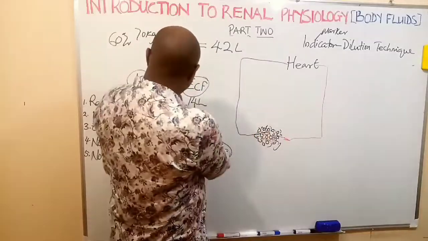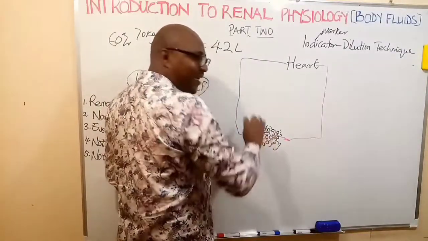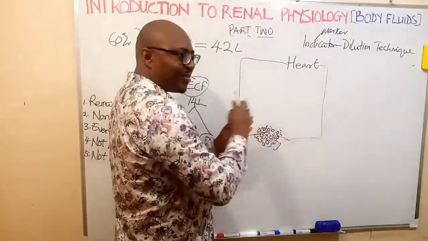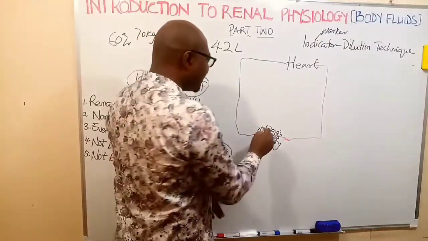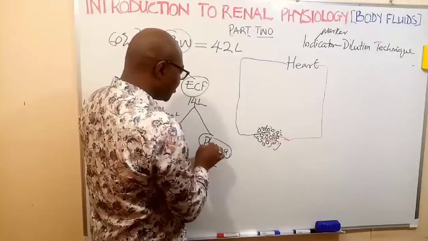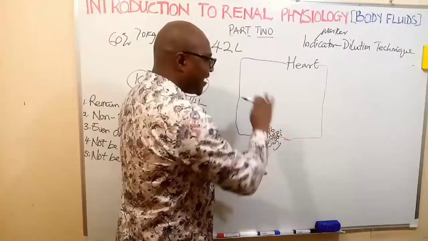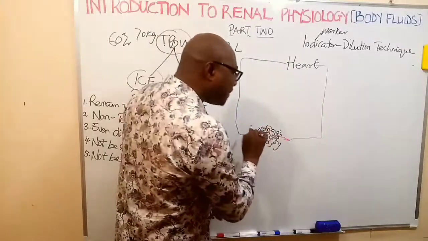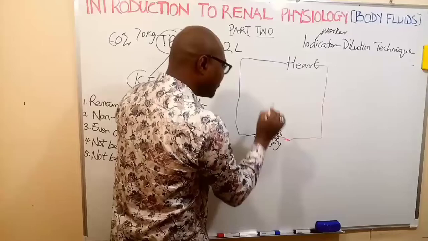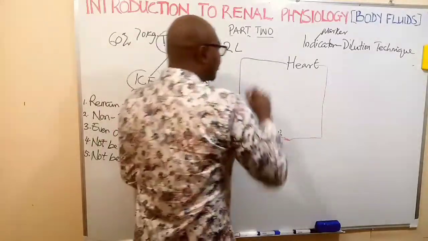Inside the cell, the ICF has direct connection with the extracellular fluid. The membrane separating them is the cell membrane. Then the interstitial fluid has direct connection with the intravascular fluid or plasma, and the membrane separating them is the capillary membrane at this level. So that is the connection.